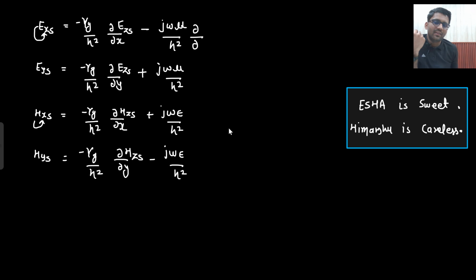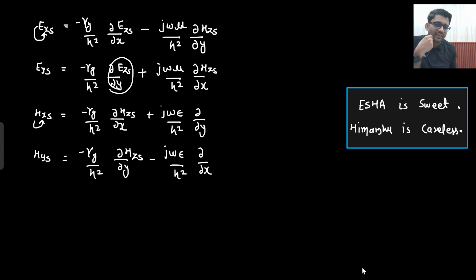Here what will come? Here del by del, X is there, no? So the opposite, Y, would come. Here Y is there, so the opposite, X, would come. Here X is there, so the opposite, Y, would come, and here Y is there, so the opposite, X, would come. Here E is there, so the opposite, HZ, would come. Whatever is here, just the complete opposite is coming here. Y X E H, X Y H E, Y X H E, right?